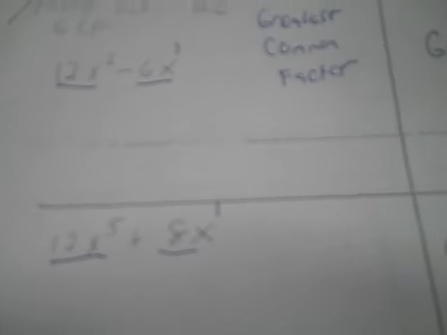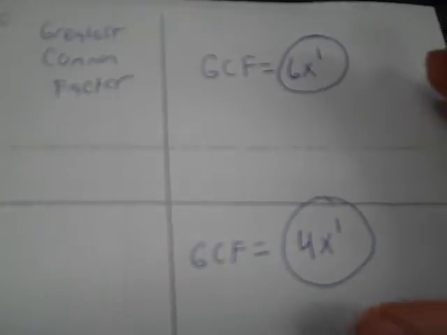Okay, GCF on the next one. Do both of these have some kind of x on them? Yes, they do. x to the fifth and x to the first. Out of the x's, you take the smallest, x to the first. You'll see why that is once we do something with it. Just take my word for it for now. So 12, comma, 8, the GCF is 4. So 4x to the first.